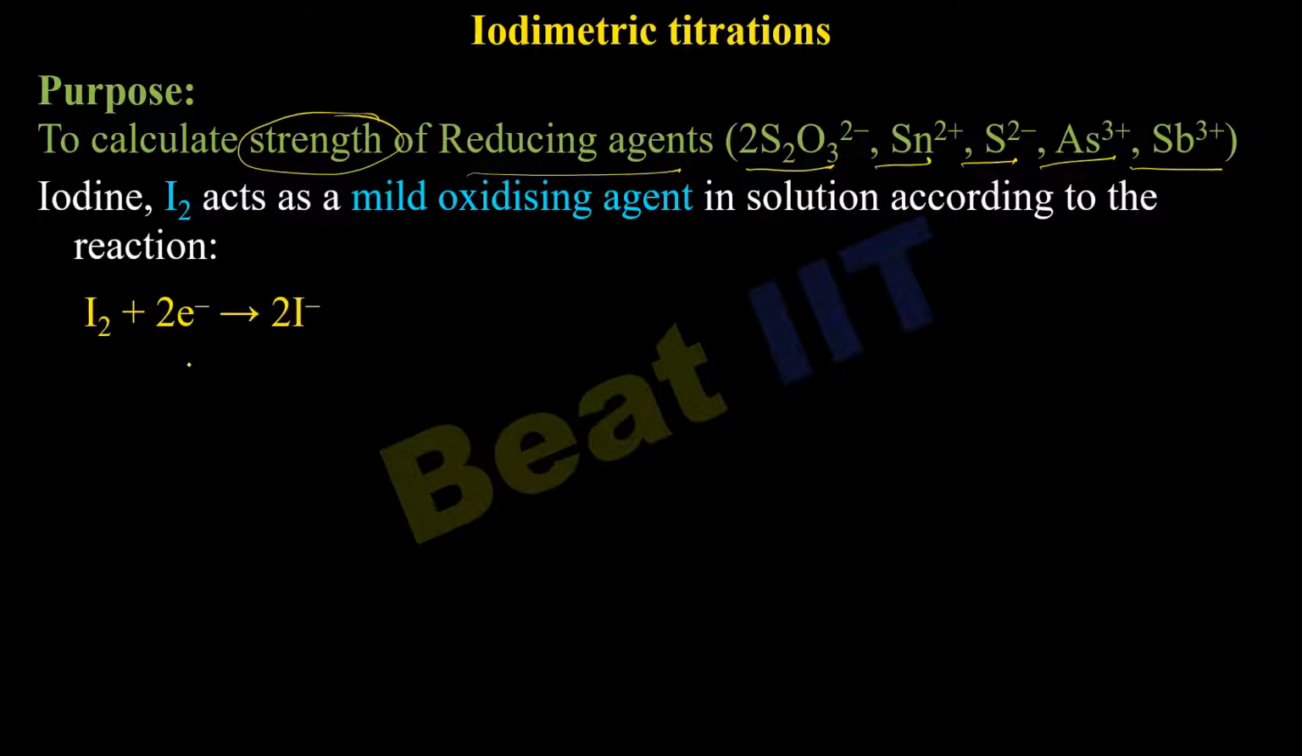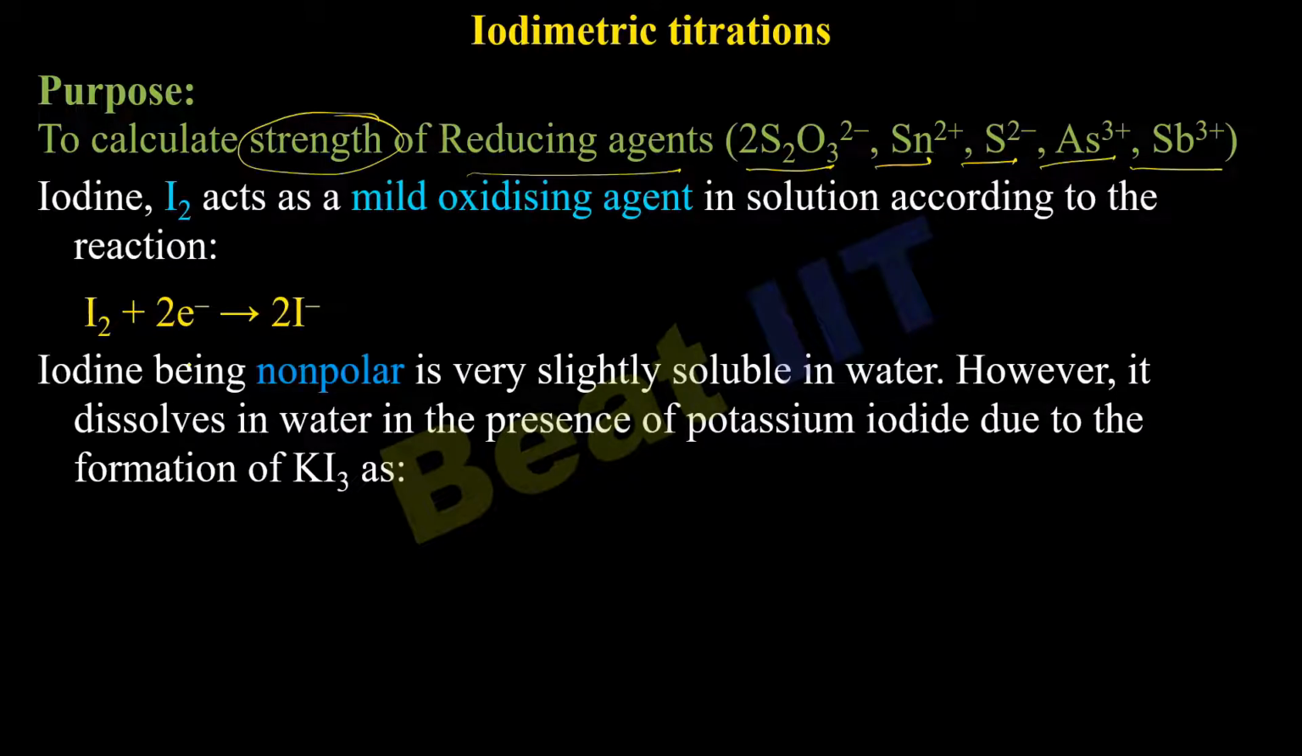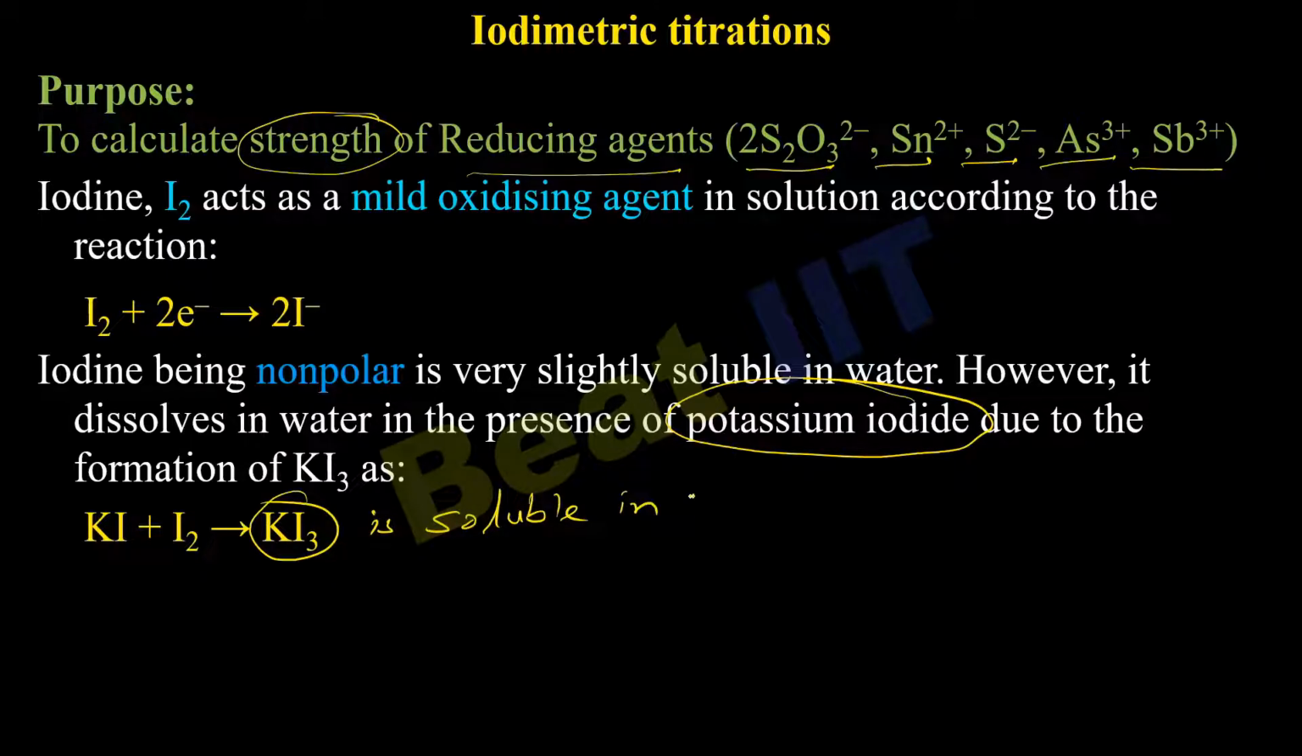So what do we do? We have to prepare a solution of iodine. For that, we add a little amount of potassium iodide. When we add potassium iodide, then iodine gets converted to KI3, and KI3 is soluble in water because it is polar. And still iodine is available because this reaction is actually a reversible reaction. So KI3 will give you iodine. Whenever iodine is consumed, this iodine will be produced again by KI3.